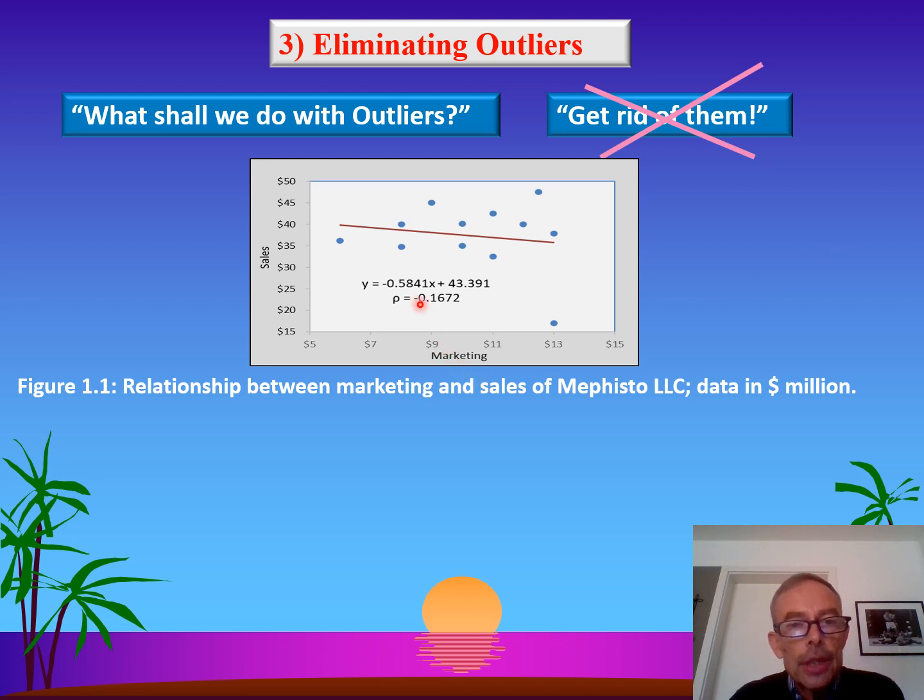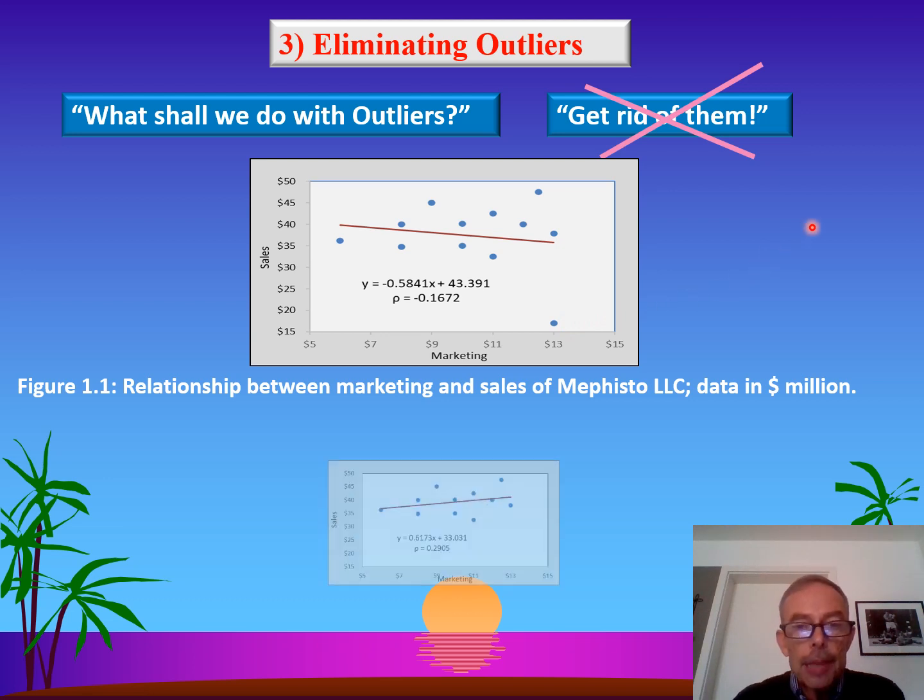Okay, so here we have a relationship between marketing and sales of Mephisto LLC. Data could be in $1,000,000, and you see sales and marketing here. And this graph is not very favorable for the marketing team because we have a negative regression function here, meaning the more marketing, the less sales actually. And now the marketing team decides to get rid of this outlier. So let's see what happens then.